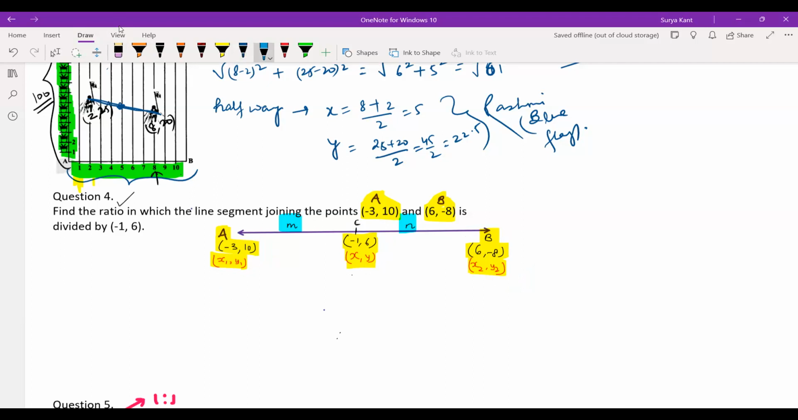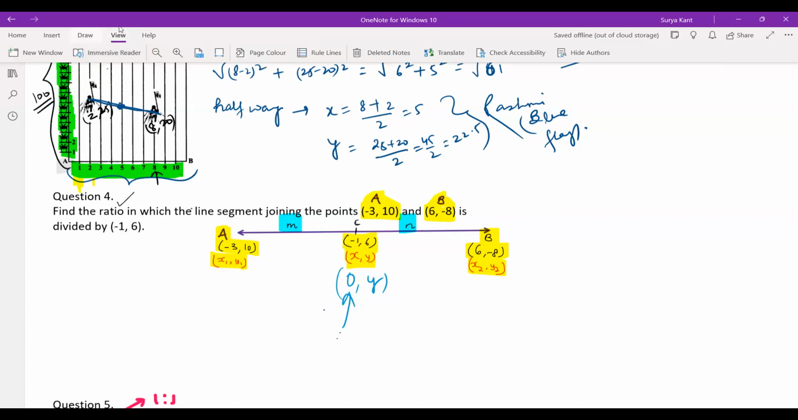Sometimes this will be 0 for something, y or something like that. Then for the ratio you should go for x only. You should take x only, don't take y, otherwise it will become a bit longer. Okay, these are some tricks. If the what happened?